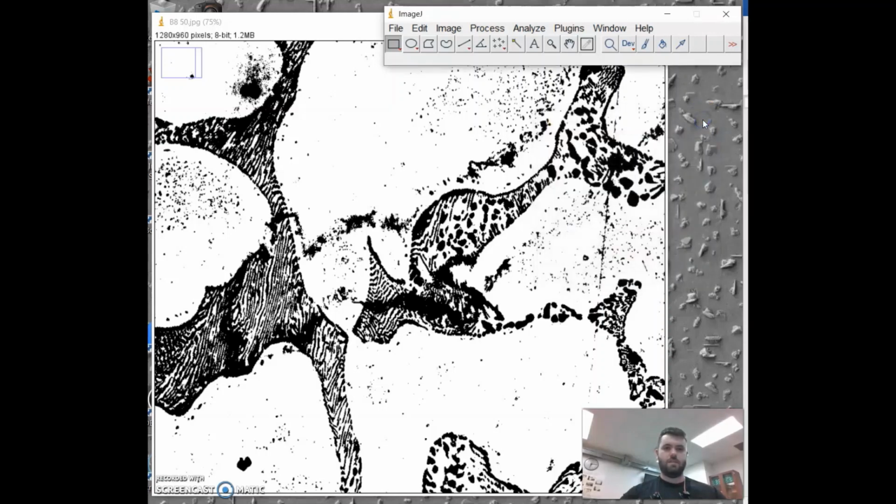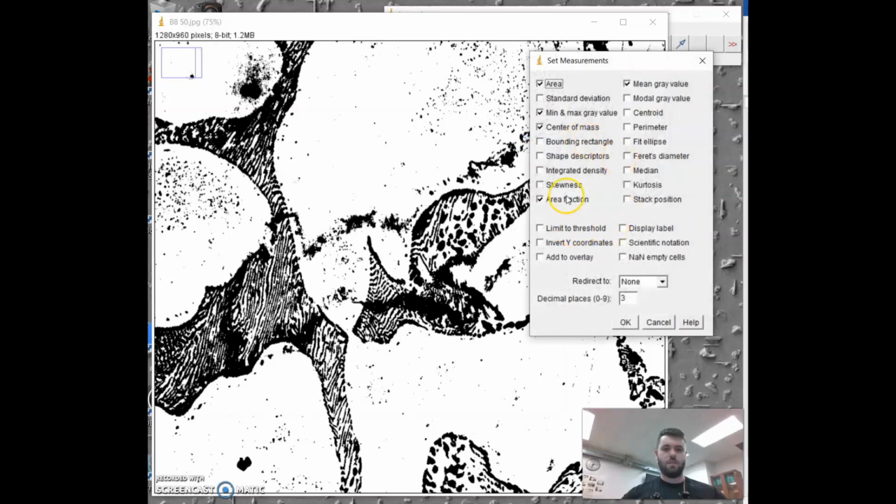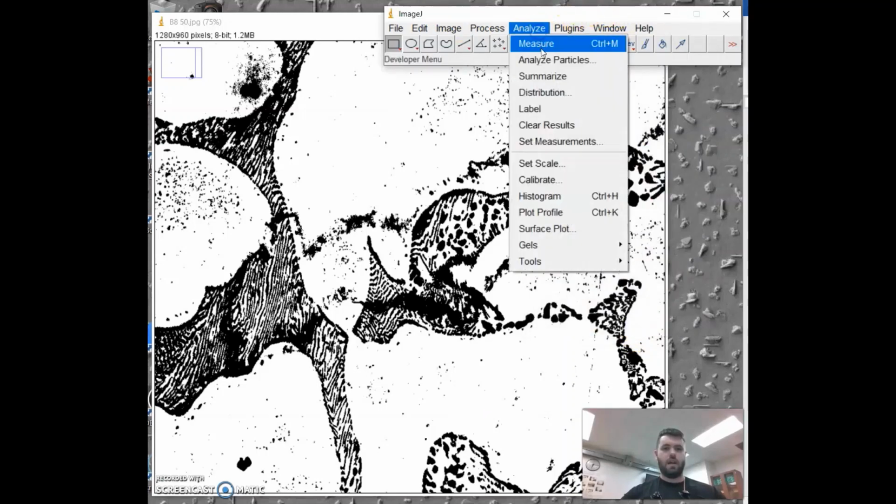I'm going to close this. And then to figure out the ratio between these two, I'm going to go to Analyze. I need to measure, but first I'm going to set measurements, and this window will come up, and you want to make sure that you have area fraction selected. So it will tell you the fraction of the white to the black. It's selected right here. Go ahead and hit OK. And now we'll go to Analyze and Measure.